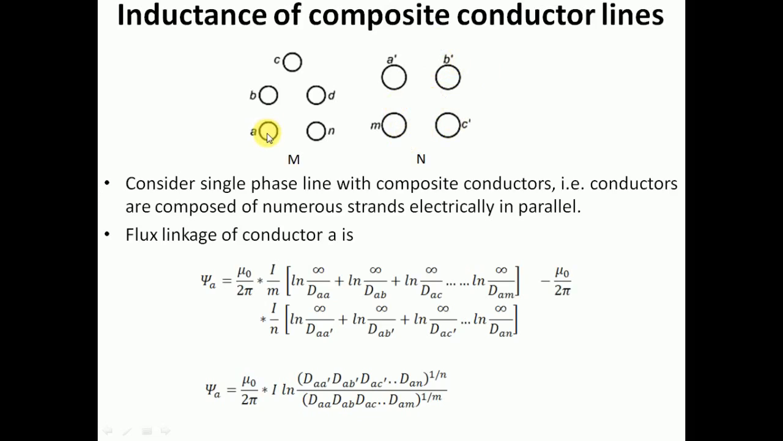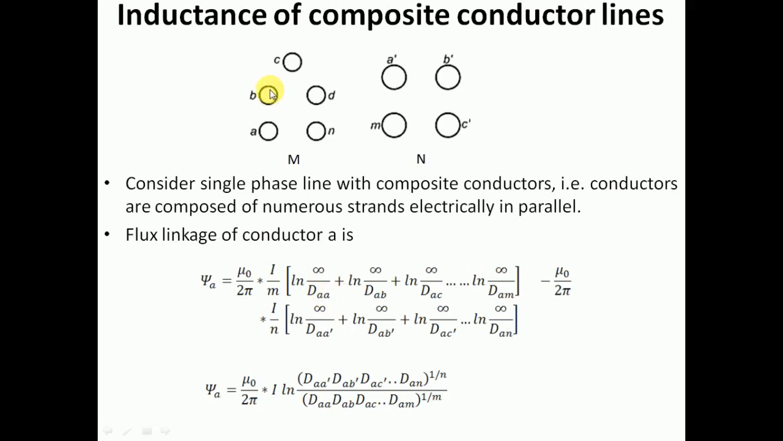Now let's see the flux linkage of this subconductor A. It will have the flux linkage due to its own internal and external flux. In addition to that, it will be having the external flux linkage of this conductor, this conductor, this conductor, and all these conductors. So while writing the flux linkage of this conductor A, the current flowing through this subconductor is capital I by m. So the flux linkage due to its own internal and external flux linkage can be written as mu 0 by 2 pi I by m natural log of infinity by R dash. That R dash term is indicated here as dAA.